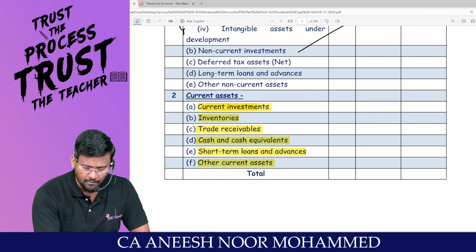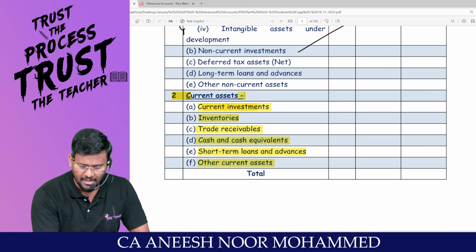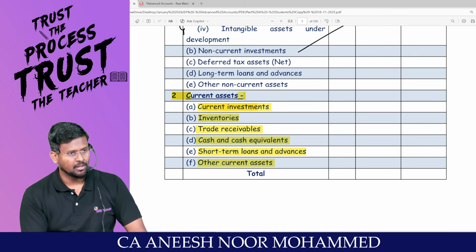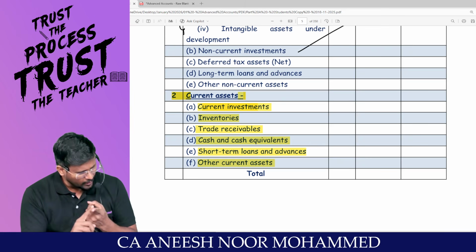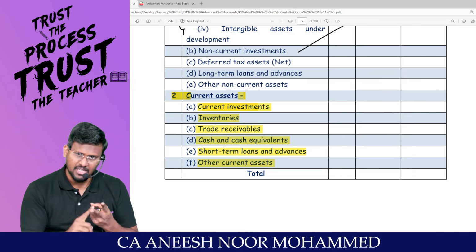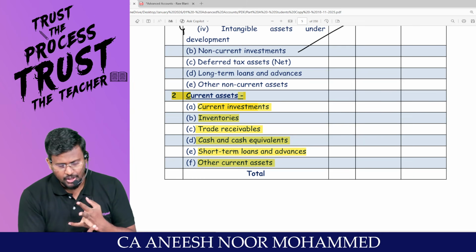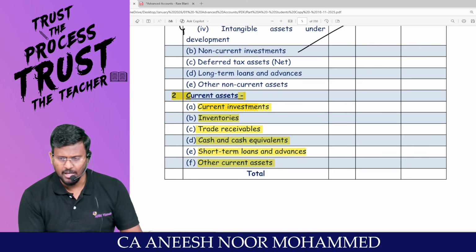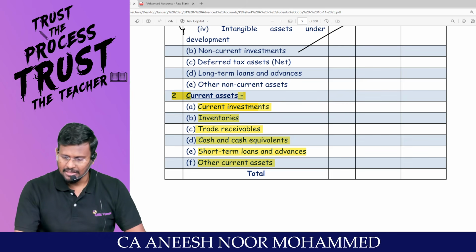Current assets. My dear lovable students, for current assets, I will first make the current investment. I will invest in inventory. It will become trade receivable. It will become cash and cash equivalent. It will become short-term loans and advances. And it will become other current assets.